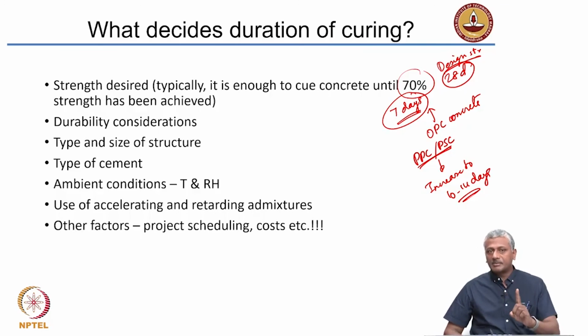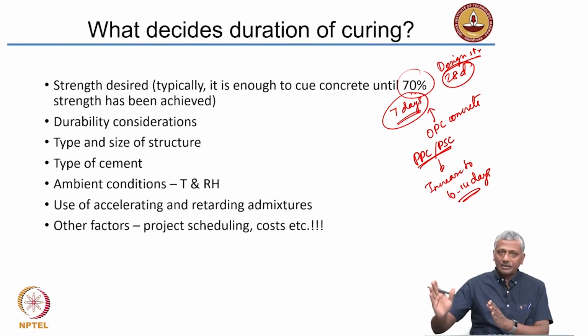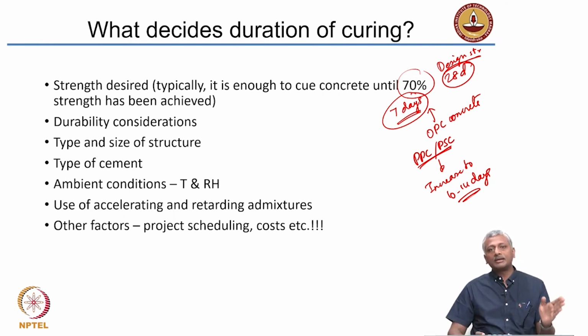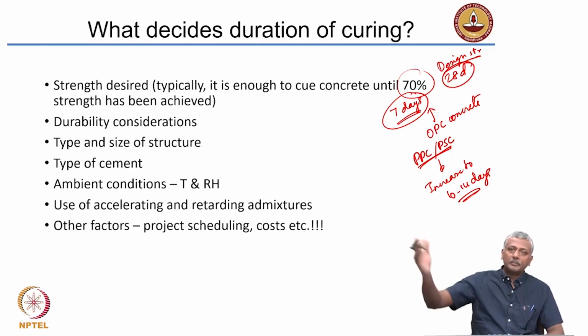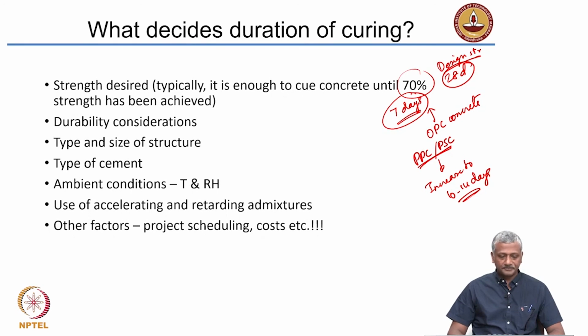Okay. So please remember, the use of blended cements like PPC and PSC leads to stronger and more durable concrete in the long run. But to get there, you need to ensure that the curing duration is increased as compared to OPC. Okay. So you need to cure for longer to attain the same level of performance at the early ages, but that will guarantee you a much better performance in the long term.